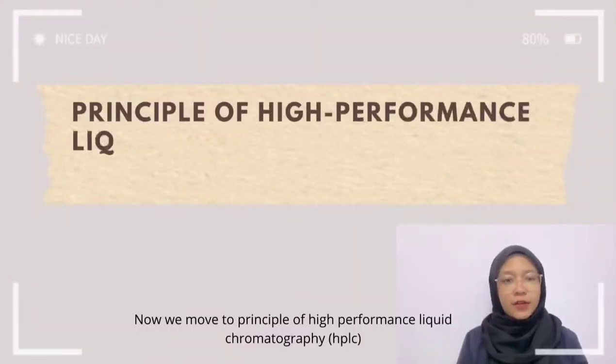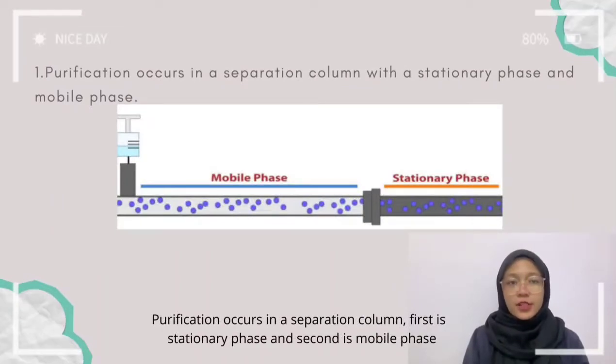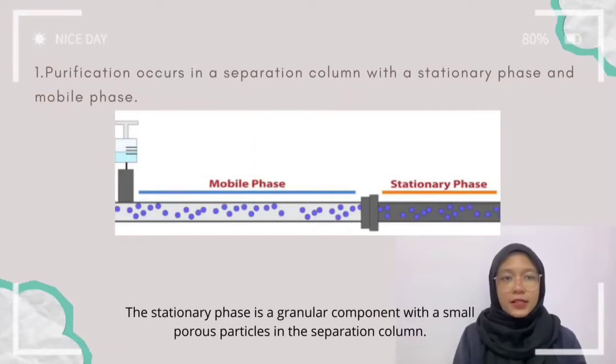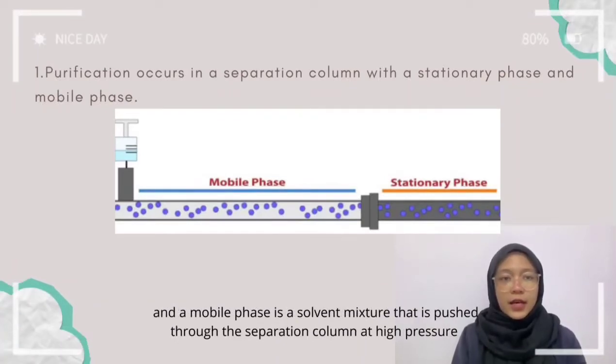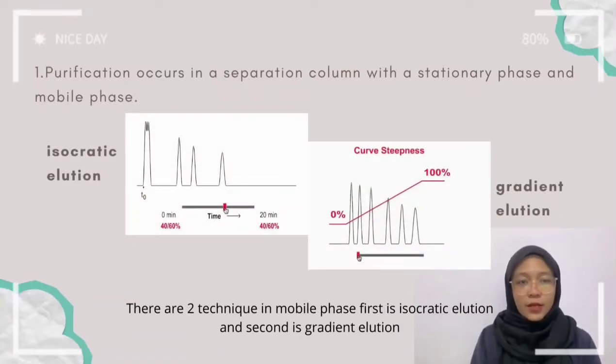Let's see about its principle. Now we move to the principle of high performance liquid chromatography (HPLC). Purification occurs in the separation column. First is the stationary phase and second is the mobile phase. Stationary phase is a granular component with small porous particles in the separation column, and the mobile phase is a solvent mixture that is pushed through the separation column at high pressure and acts as a carrier to the sample solution.